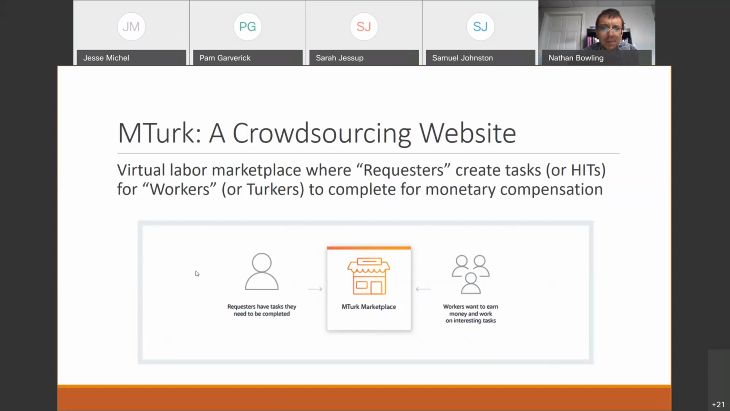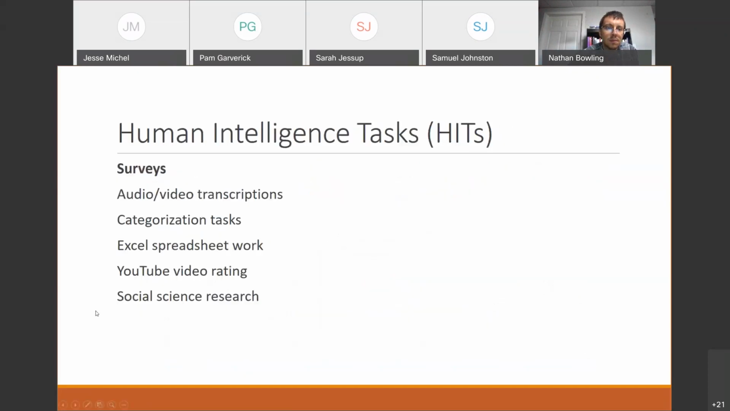So basically it's a virtual marketplace where we can sign up to both take surveys or do work, and then also people can post work. People are submitting what we refer to as HITs, human intelligence tasks, and they can range from social science research, which is what we post, to a lot of other work.